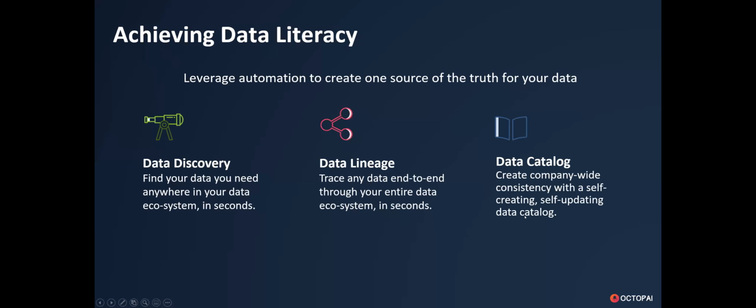So let's talk a little bit about achieving data literacy. In Octopai, we're talking about leveraging automation to create this one source of the truth for your data. And at Octopai, we divide that into 3 areas that we handle. One area is the discovery. Data discovery helps you find where the data is in your entire ecosystem, whether it's in your reports, in a process, or in the database.